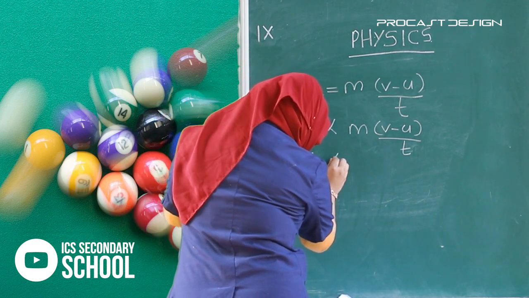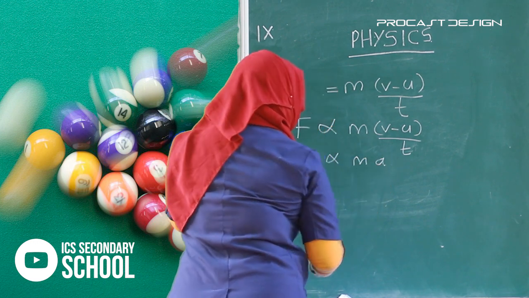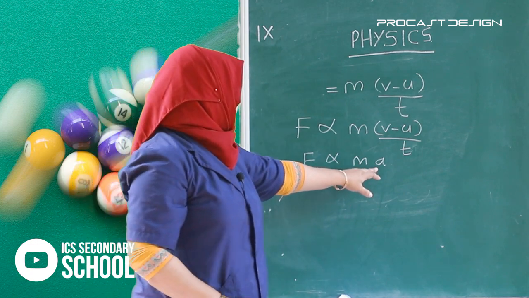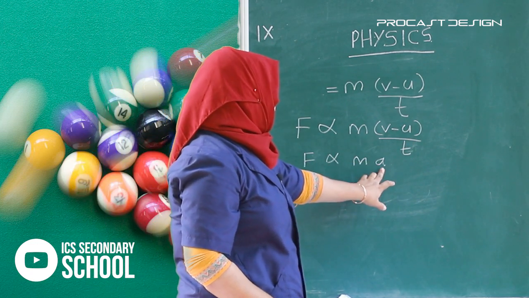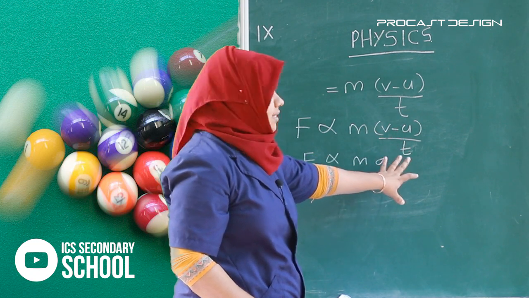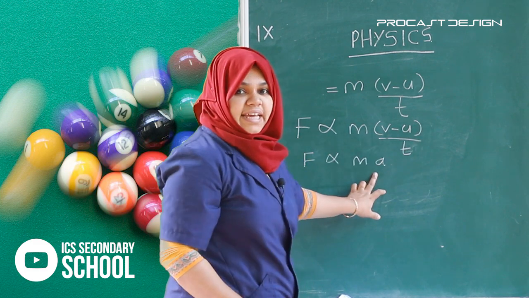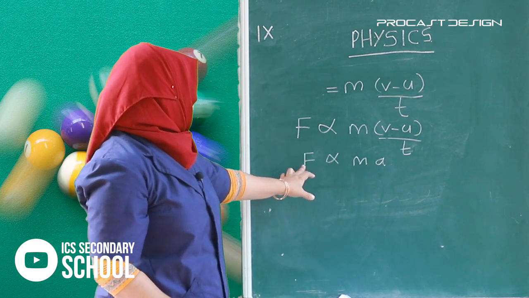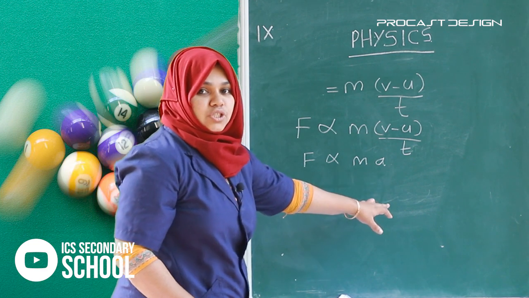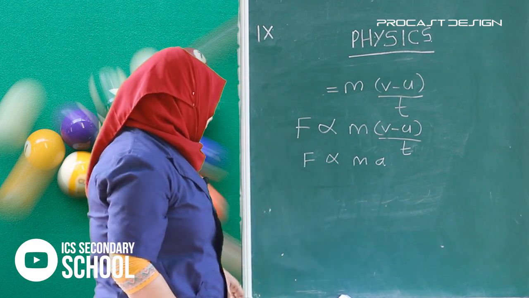So, F is proportional to m a. What is a? Yes, a is acceleration. How do we find acceleration? Acceleration is equal to (v minus u) divided by t, so we can write it as a. So, F is directly proportional to m a.